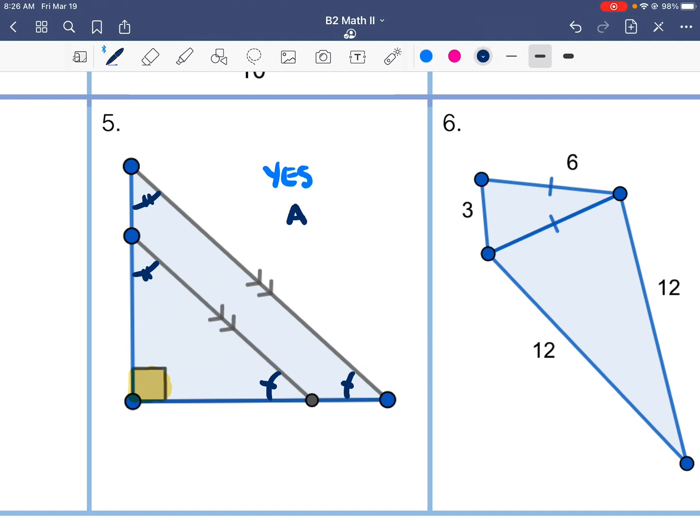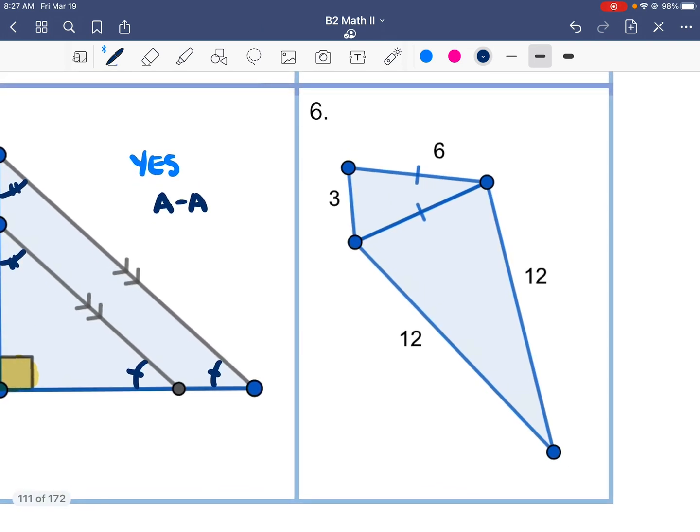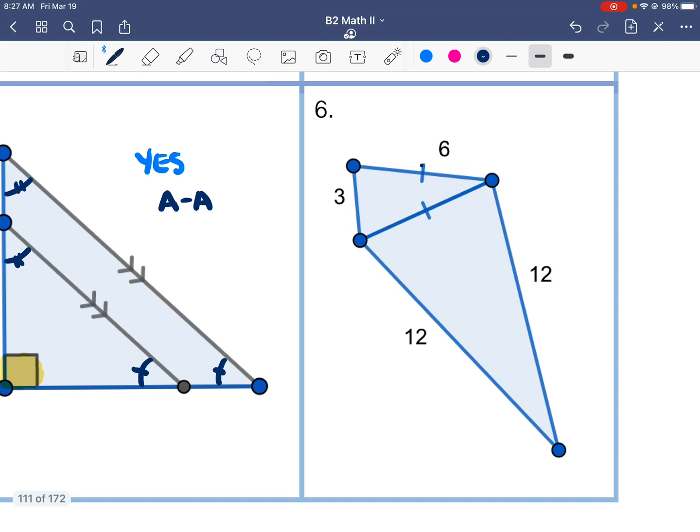this is a yes, for sure similar by angle. This last one, we have 2 triangles that are also touching each other.